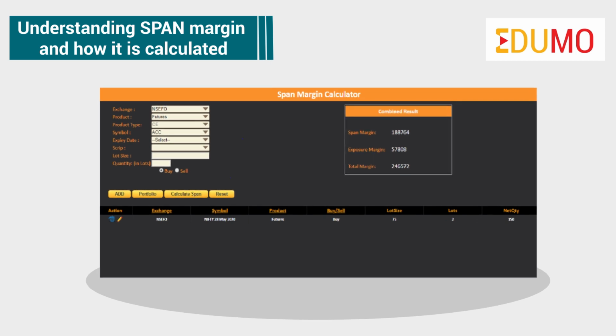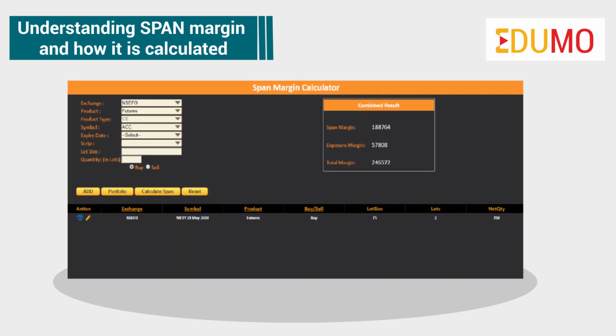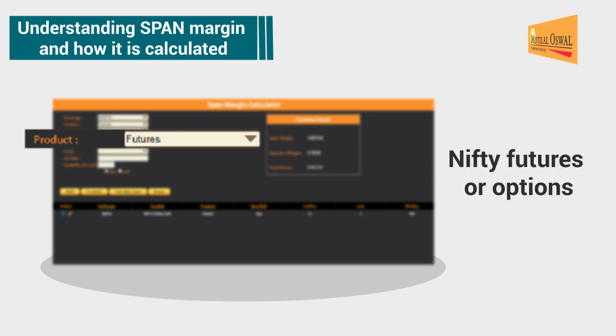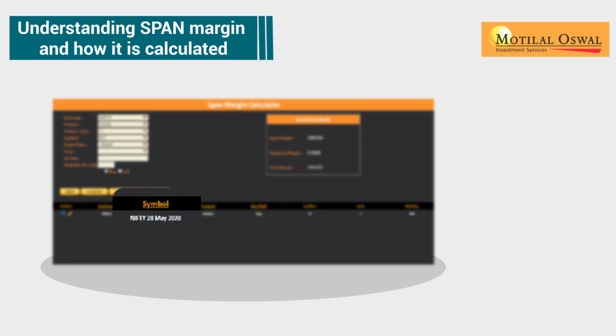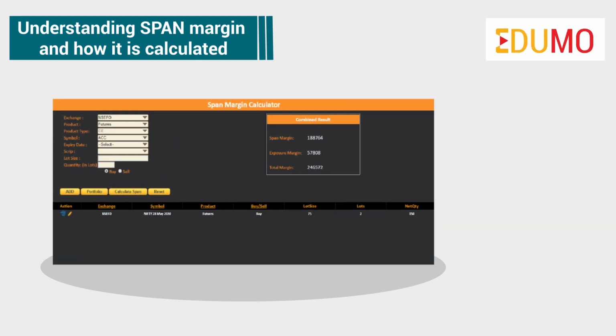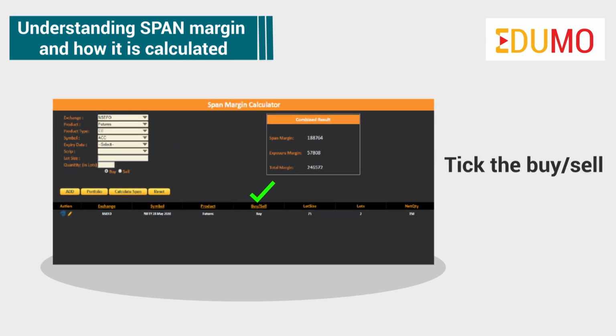You can calculate SPAN margin by using the SPAN margin calculator by following these steps. First, choose the product you want to calculate the margin of. It can be a Nifty futures or options contract. After that, you have to choose the ticker symbol of the company you want to trade. So, suppose you choose to trade in Nifty futures. Now, you have to select the lot size which you want to buy or sell. Suppose you chose 2 lots of Nifty futures, which means 150 shares, as one lot of Nifty is worth 75 shares. Tick the buy or sell option.